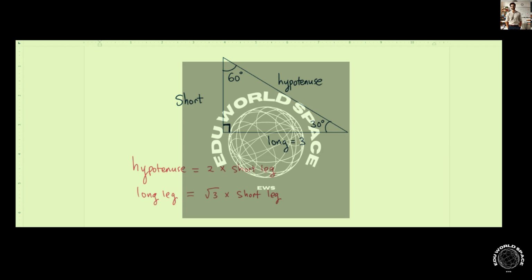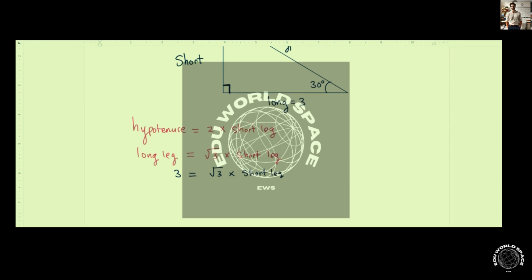Now, since we have the long leg, we can use the long leg to determine the dimension of the short leg first. So the long leg is 3, and that is equal to the square root of 3 times the short leg. To obtain the length of the short leg, let's call it x, we can divide both sides by the square root of 3. So x equals 3 over the square root of 3.